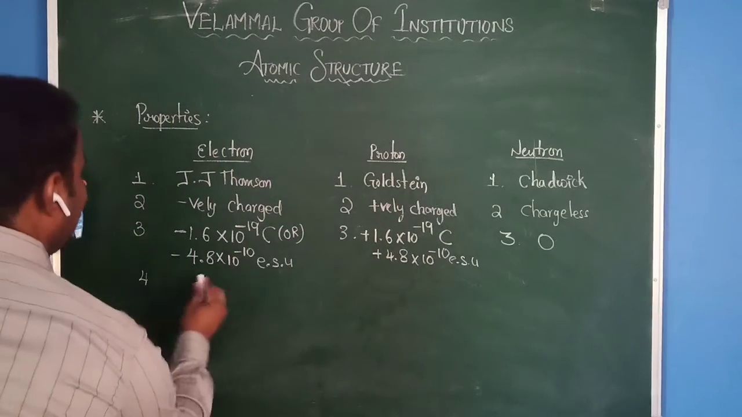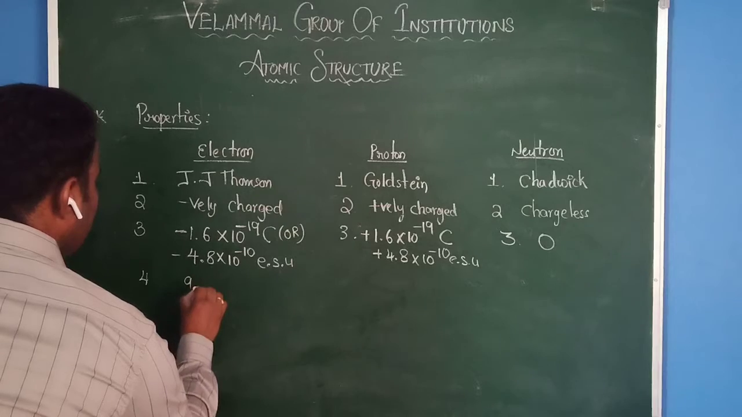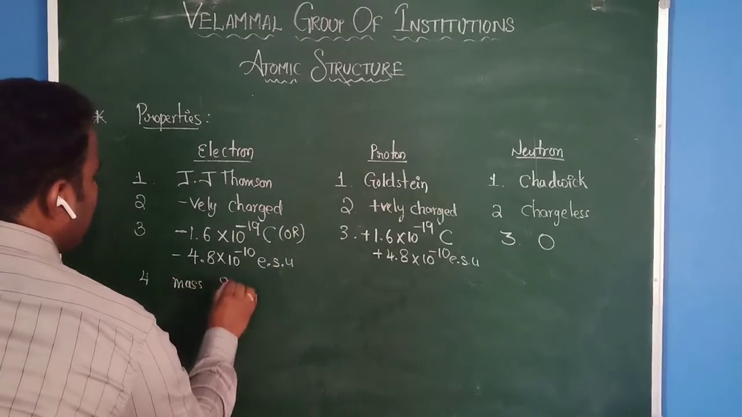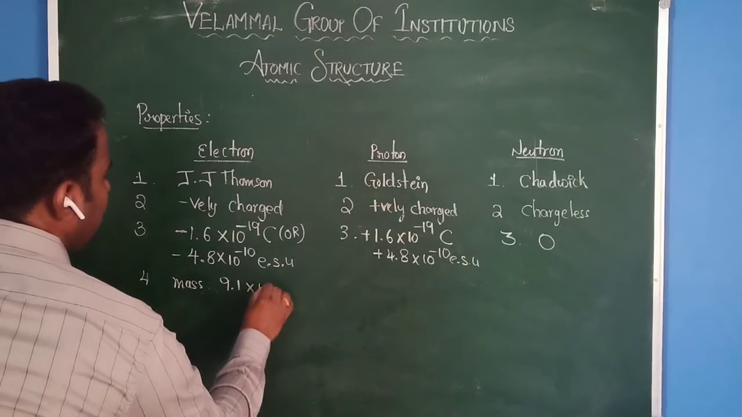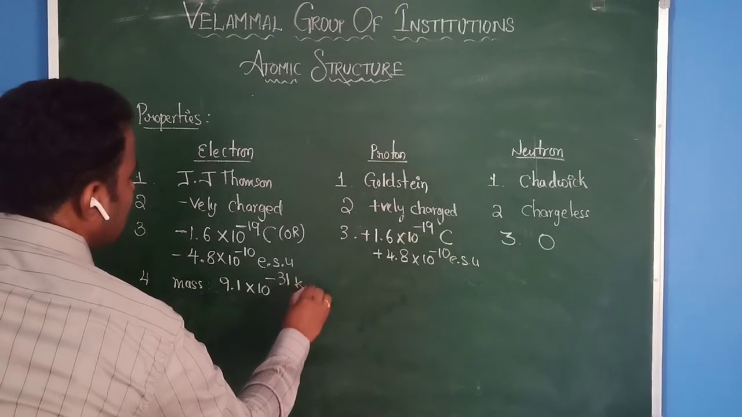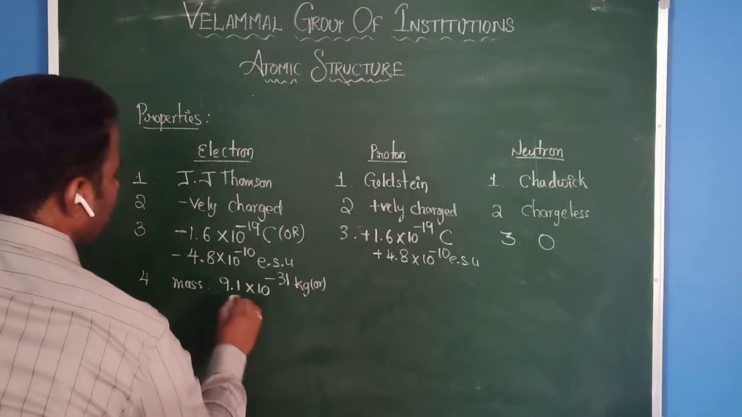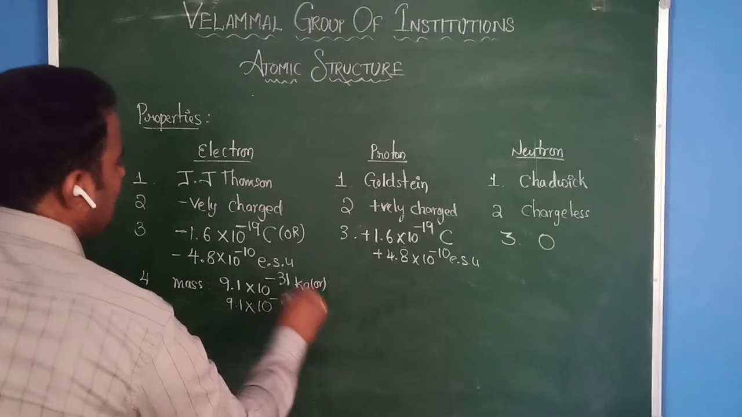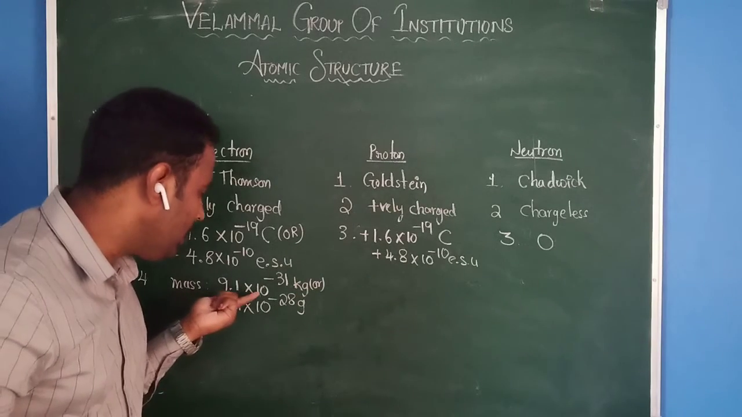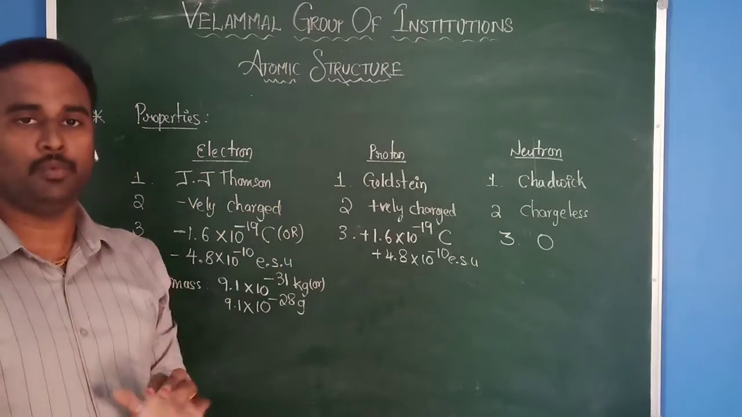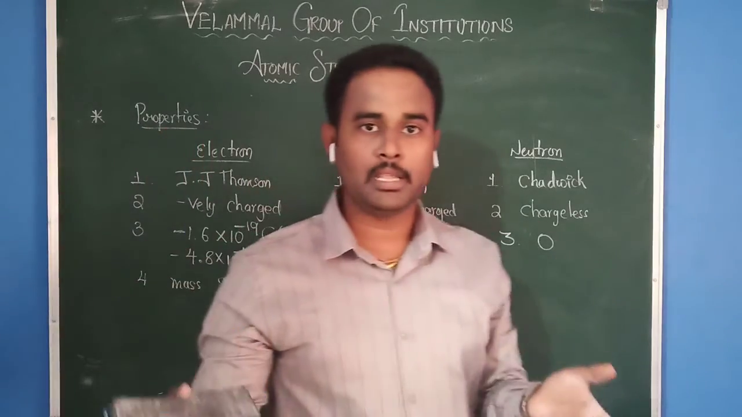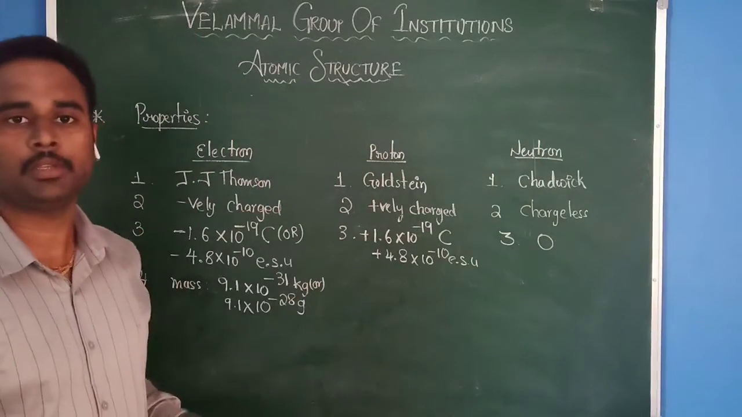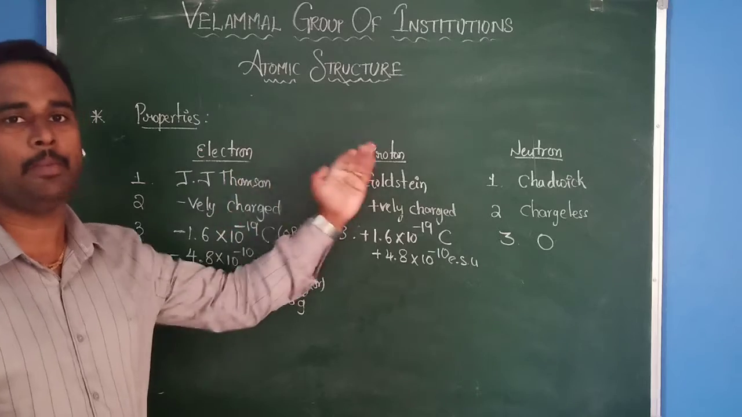What is that one? Electron mass is 9.1 into 10 power minus 31 kg or 9.1 into 10 power minus 28 grams. What is the value? 9.1 into 10 power minus 31. 10 power minus 31 is 0.000000, that is 31 zeros. That much smallest particle, these subatomic particles.